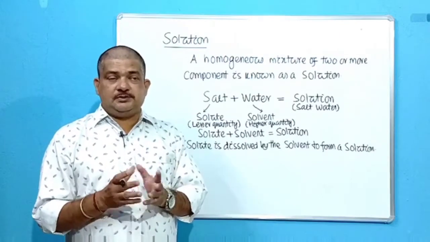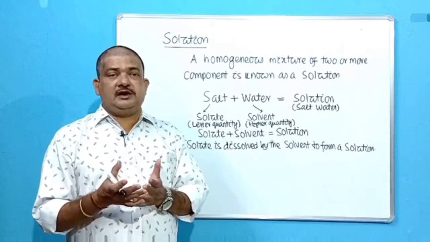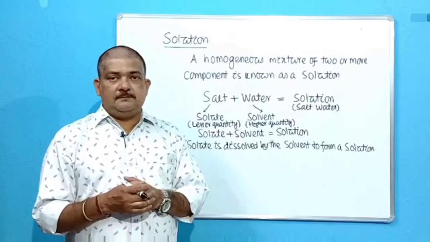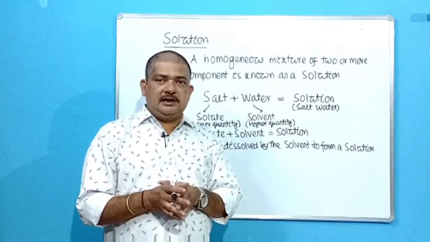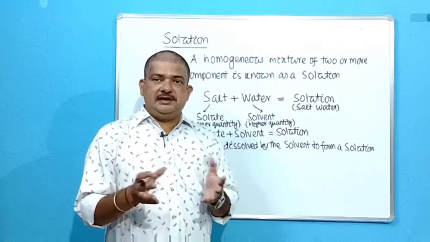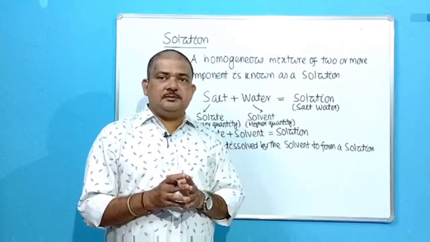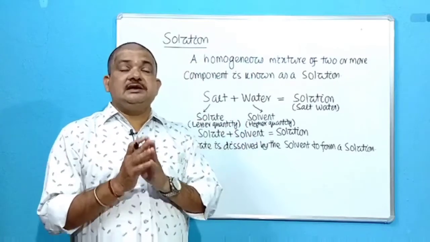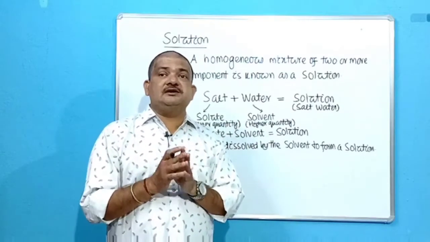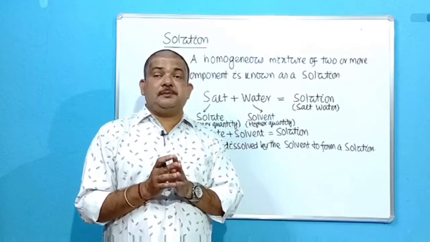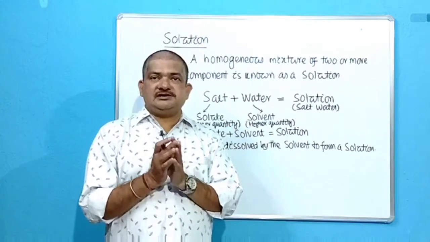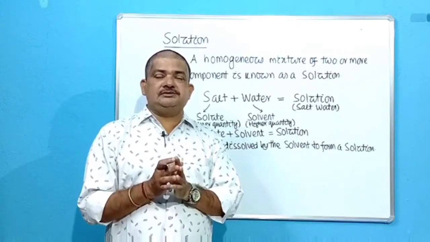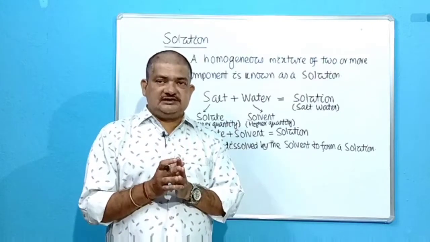So it can be percentage, weight by volume, then volume by volume, then there is mole fraction, then molarity, normality, molality, formality. Then there is parts per million. So there are various ways in which we can express the concentration of a solution. That is called strength of a solution. So the quantity in which the solute and solvent are present in a solution is known as its concentration.